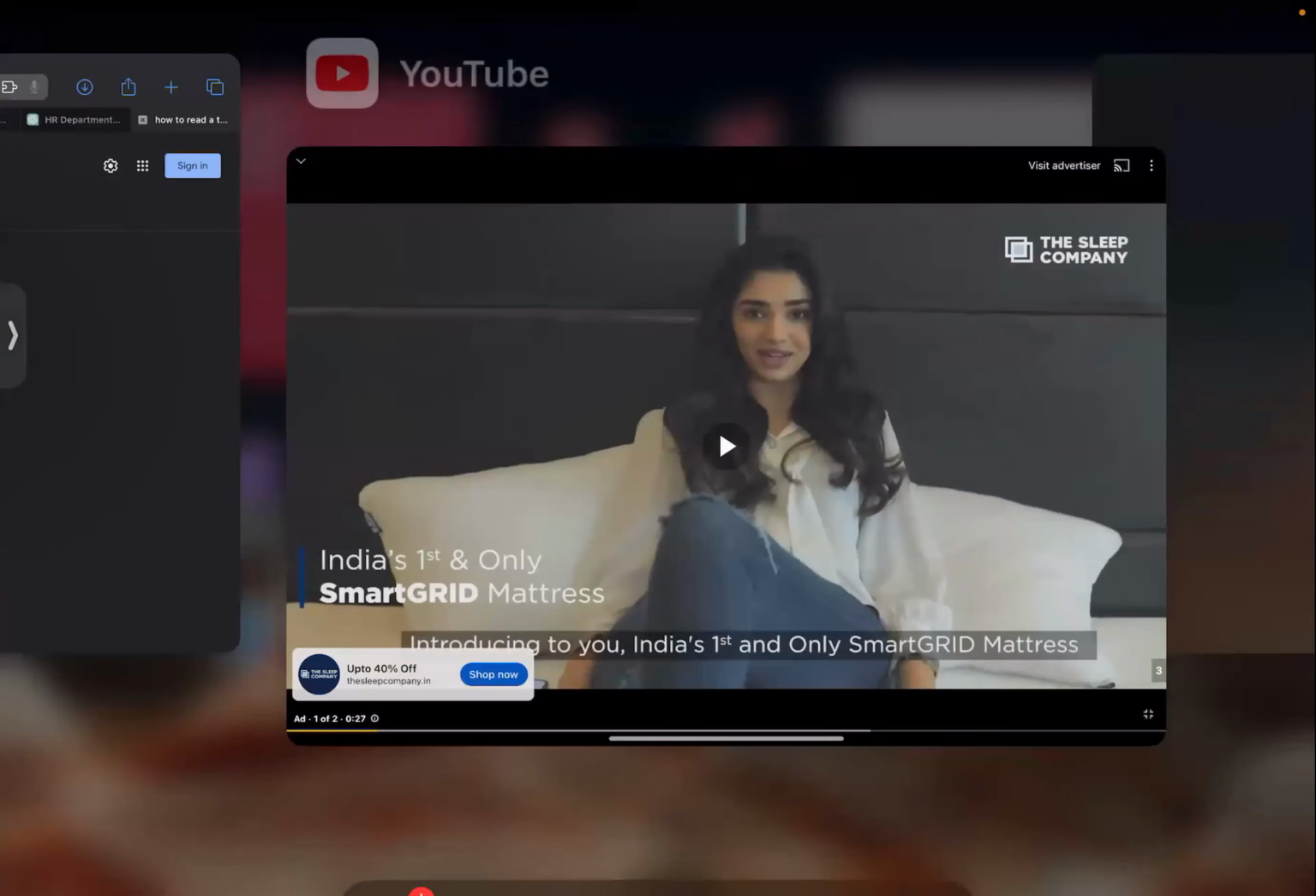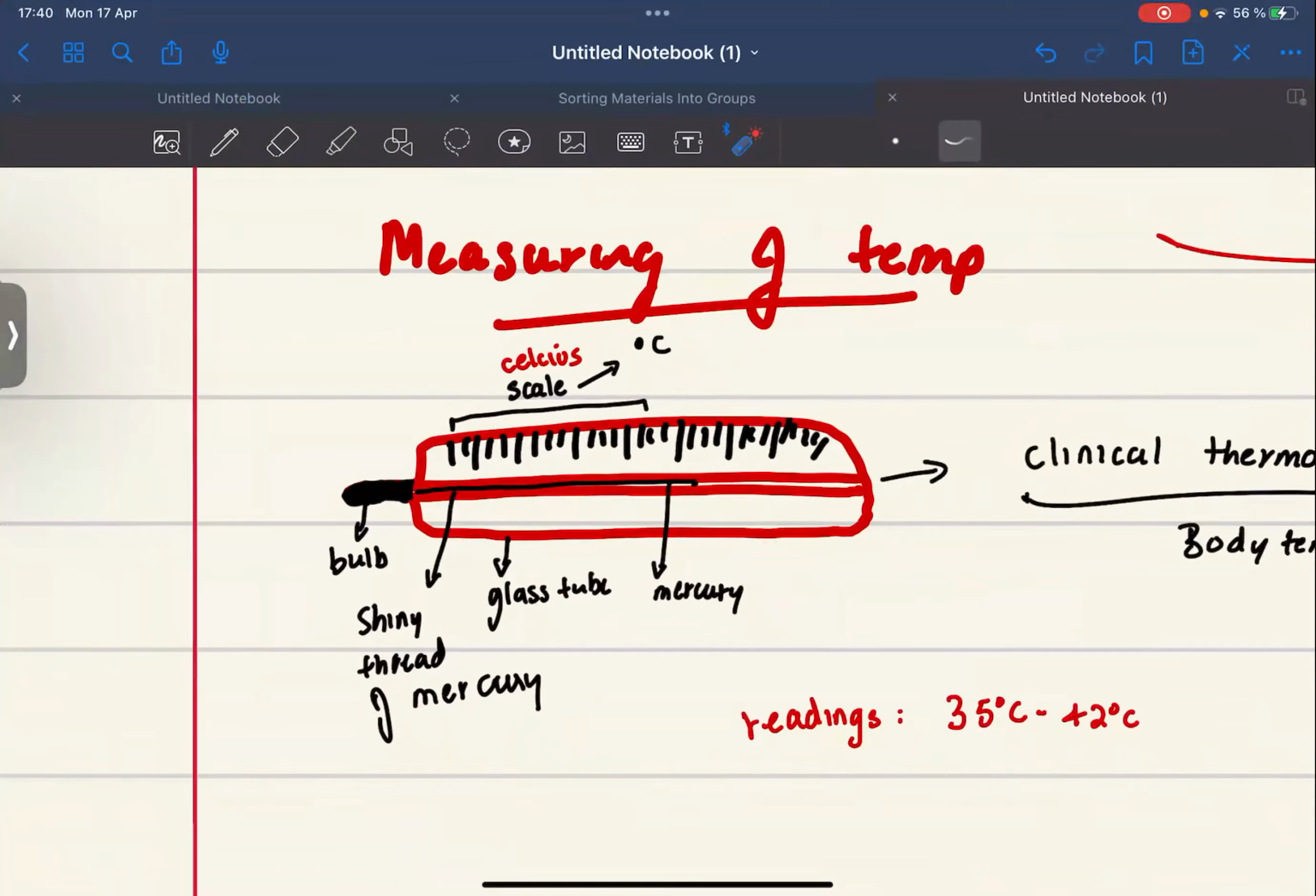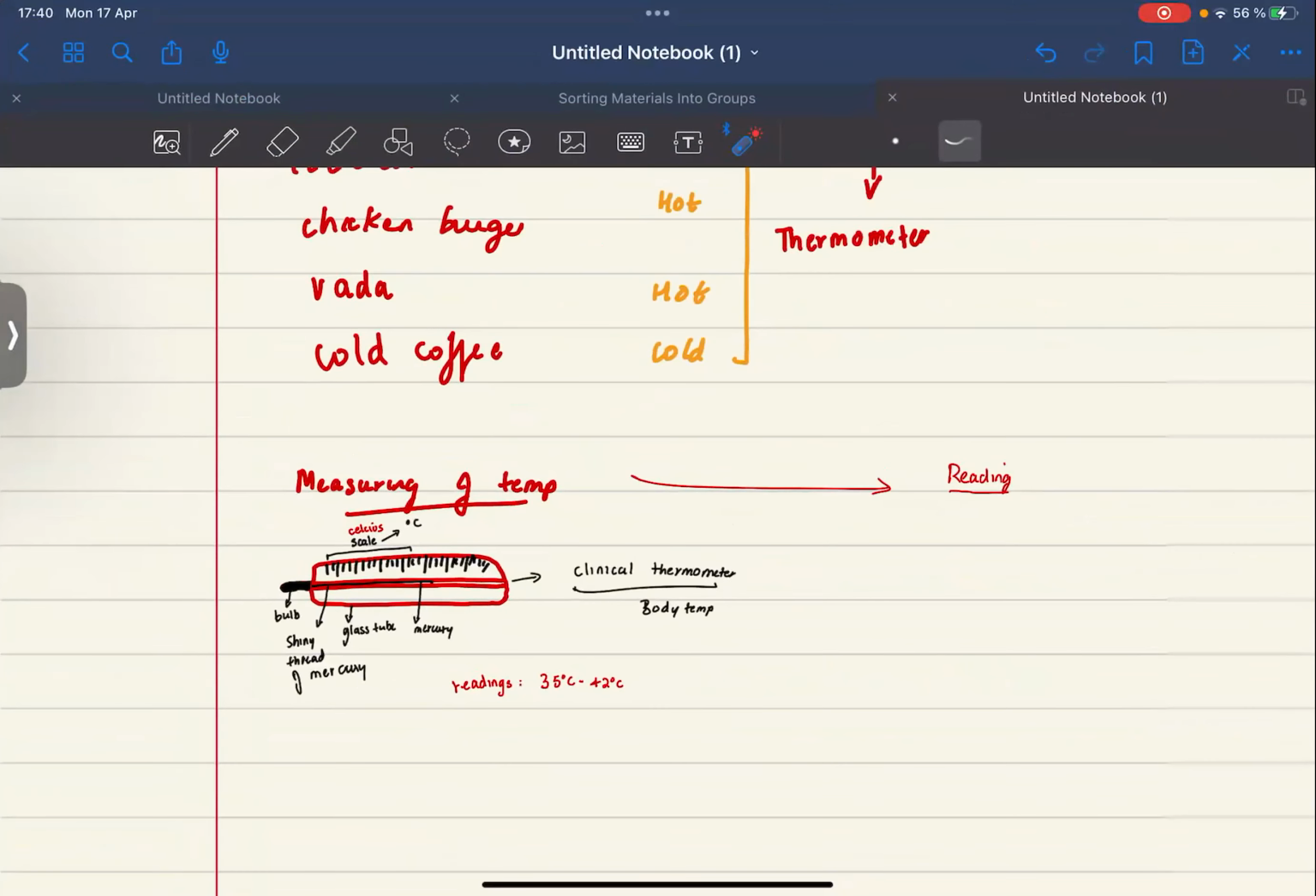Okay, did you guys understand? Yes, ma'am. I hope it was clear to all of you. You can note this also down, note it down, the parts of a thermometer.